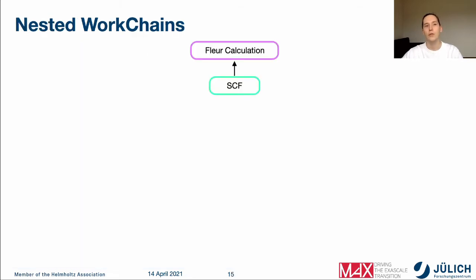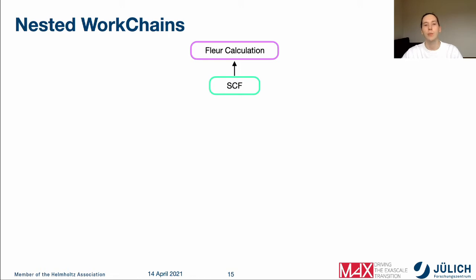Now let's have a look at the concept of nested WorkChains. As I mentioned earlier, the self-consistent WorkChain submits several Fleur calculations in order to achieve the results. And the best thing about it is that the self-consistent WorkChain does not re-implement the same thing that was implemented in the Fleur calculations. The self-consistent WorkChain implements only the logic related to the convergence of the charge density and has no idea how the inputs for the Fleur calculations should be prepared or how to parse the output files. This is the task of the Fleur calculation. It was achieved by the use of the Fleur calculation in the self-consistent WorkChain.